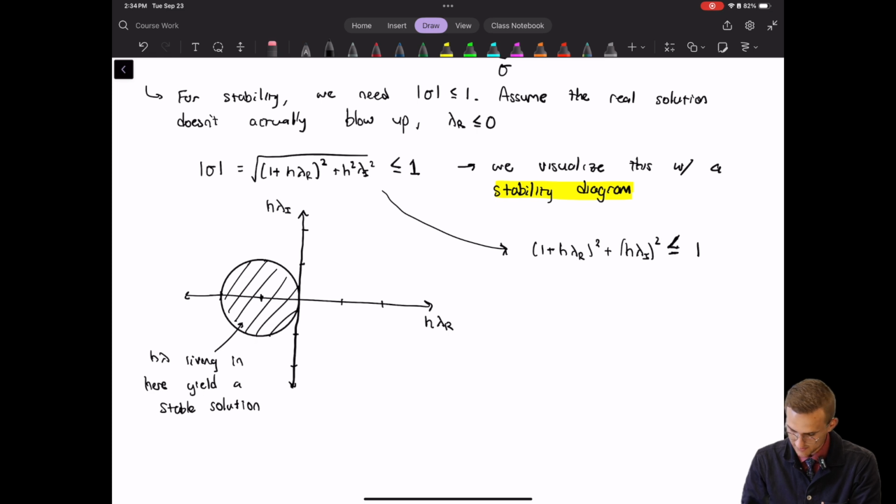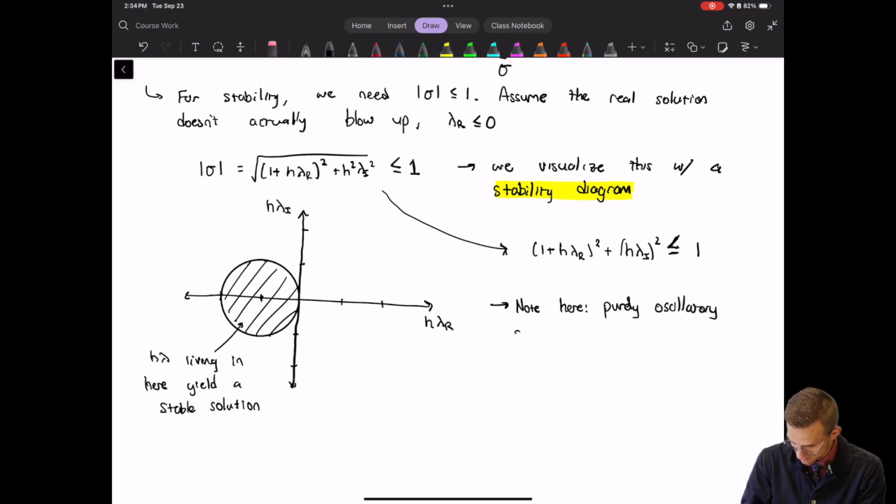Now, there's something important to note here. A purely oscillatory solution is actually unconditionally unstable for forward Euler.